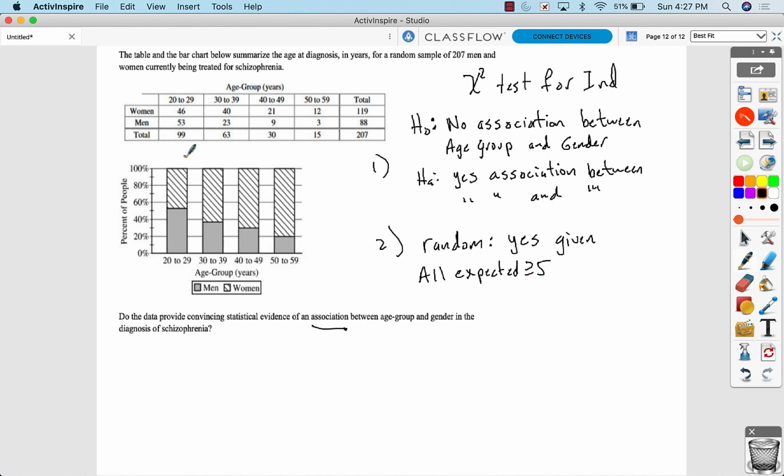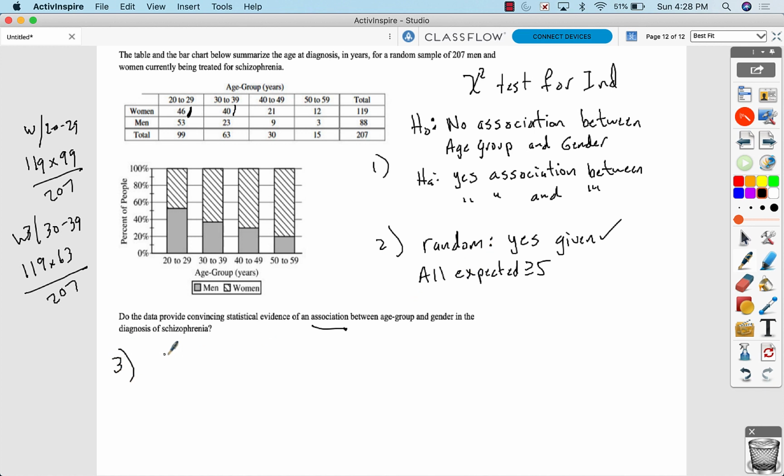Now to get the expected, just to let you know, if you wanted to get the expected for women in 20 to 29, what you would do is 119 times 99 divided by 207. So what if you wanted women in 30 to 39? You would do 119, that's the row total for the women, times 63, that's the column total, divided by 207. You could personally do them all out because there's only 6 of them if you wanted to. Okay, but we're not going to do that. We'll do it in the matrix.